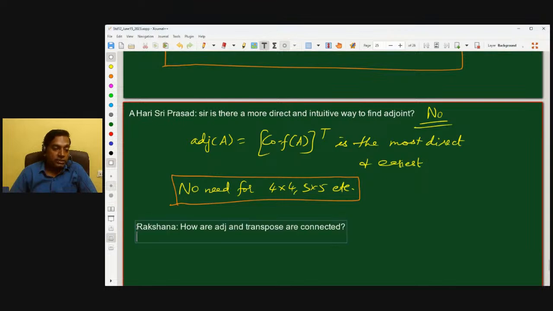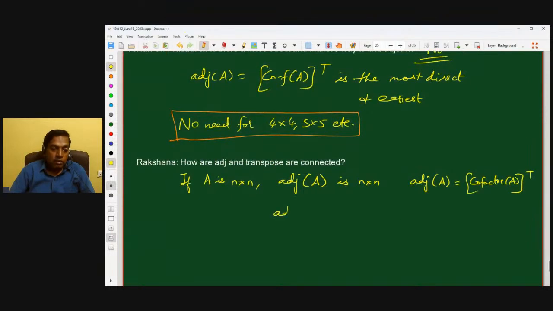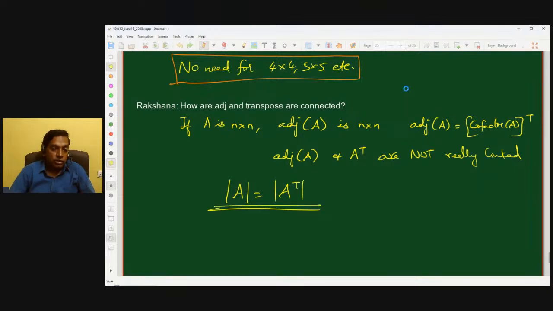Rakshana, how are adjoint and transpose connected? If A is n by n, adjoint of A is also n by n, and adjoint of A is the transpose of the cofactor of A. Adjoint A and A transpose are not really linked. I'll come to that later as a property. What we know is determinant of A is determinant of A transpose. This you can use.